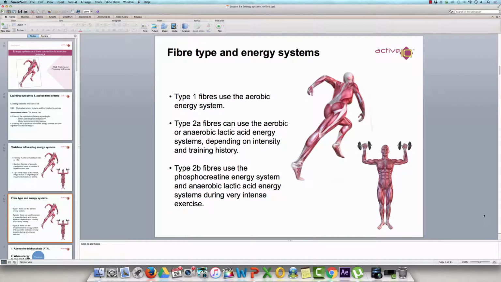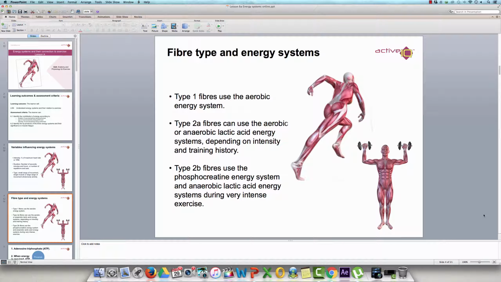We also need to understand the muscle fibre types, which we should already know quite a lot about, but different muscle fibre types will use predominantly different energy systems. We have the type 1 fibres, which use the aerobic energy system. Just to refresh you, the type 1 fibres are the ones for long distance, continuous activity, stuff like long distance runs, long distance cycles. Those types of continuous activity are using the type 1 fibres.